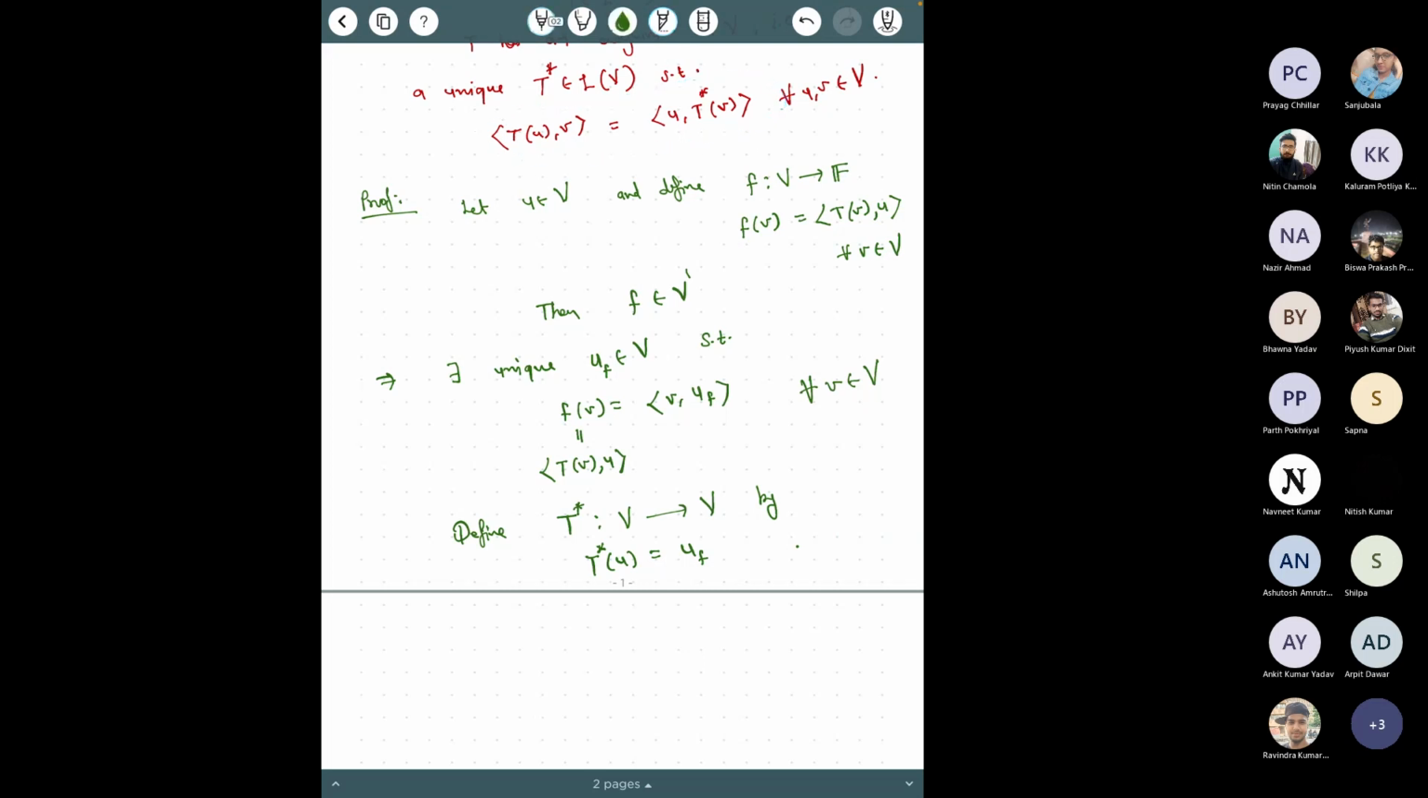First, see that this relation is immediate because of the way we have defined this T star. This is very straightforward. If I call this expression star, then from star you can see that clearly T of V U is equal to the inner product of V with uf, but uf is just T star u. And this is true now for all u and v.